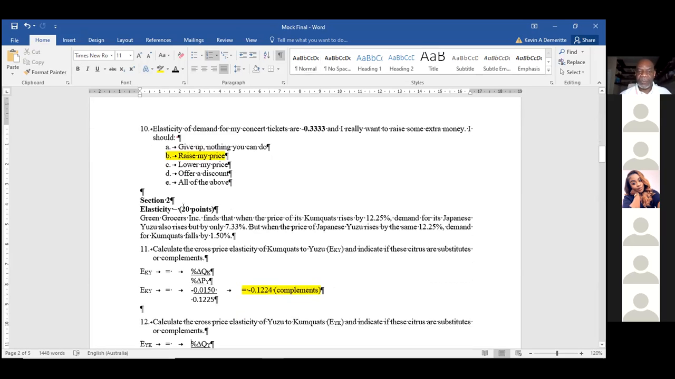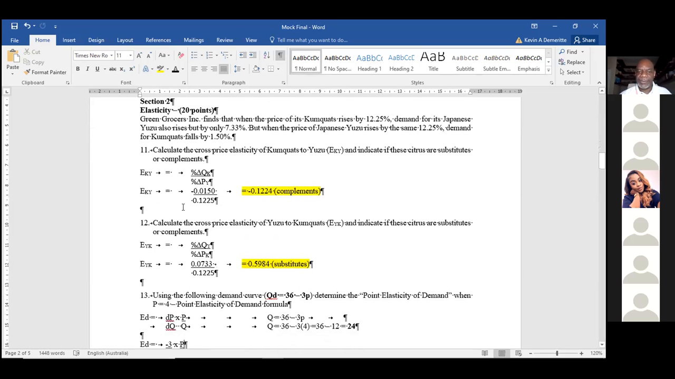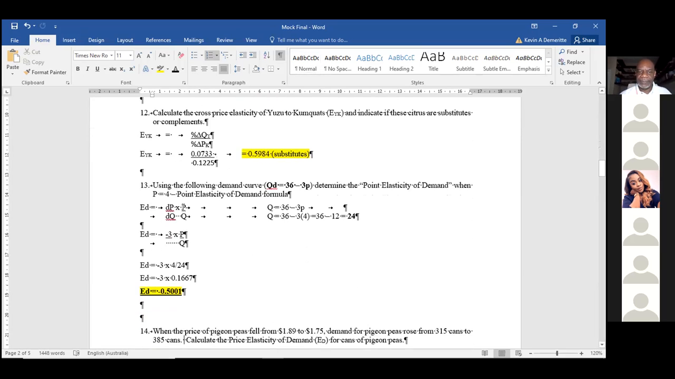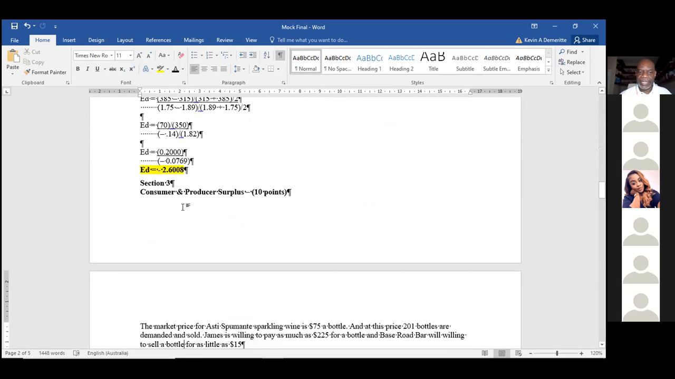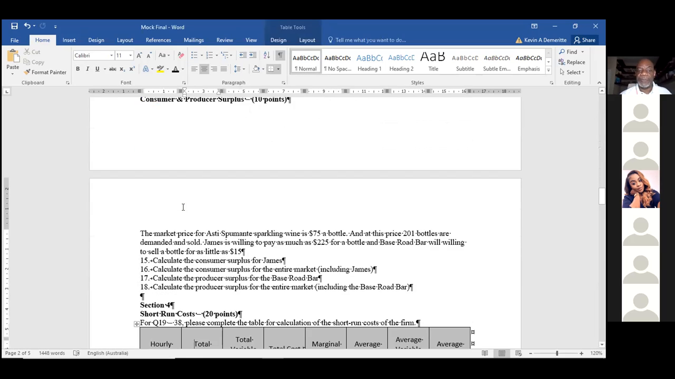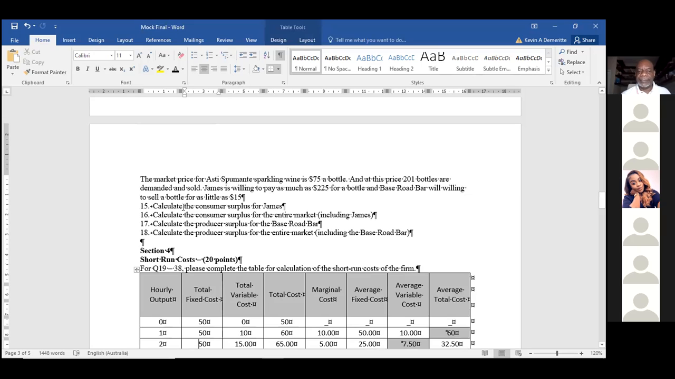Okay. We've done our elasticity calculations already. And what's our next section? Producer and consumer surplus. All right, fine. First question. When you see a question like this, in your mind, do you have enough information looking at this question to do producer and consumer surplus? Does it look like you have enough information?